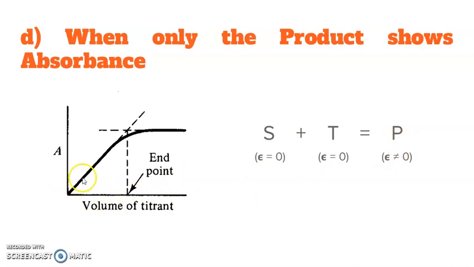So there is a gradual build-up of the product, and at some point, all of the substrate is transformed to product, and there is no further product being formed. Okay, so there is a plateau which is achieved in this particular curve. So this is the shape of the titration curve, wherein only the product will have the absorbance, but the substrate and the titrant do not have any absorbance. So again, if we extrapolate these two lines, they will meet at one point, from which I drop a perpendicular line to the x-axis in order to find out the endpoint.